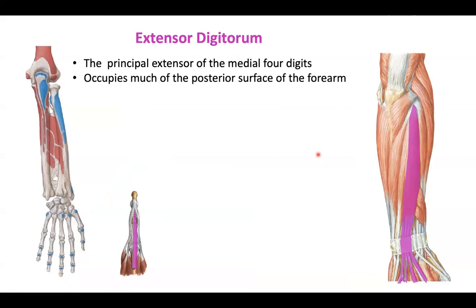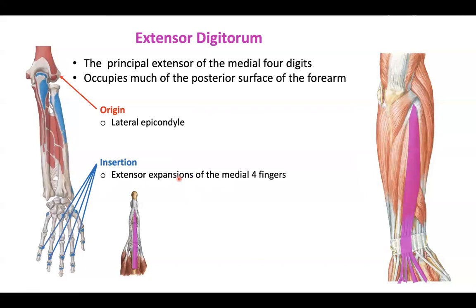The other muscle in the superficial layer is extensor digitorum muscle. As the name indicates, digitorum, this muscle acts on the digits and is the main extensor of the medial 4 digits. As you see it here, it originates from lateral epicondyle and it's inserted into the medial 4 digits. Distally, the muscle will give 4 tendons, and these 4 tendons are inserted into the posterior surface or extensor expansion of the medial 4 digits.